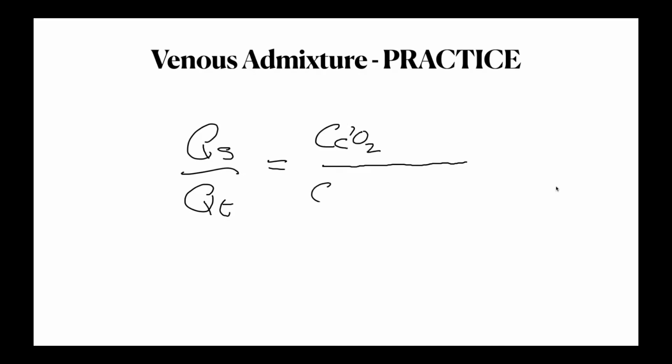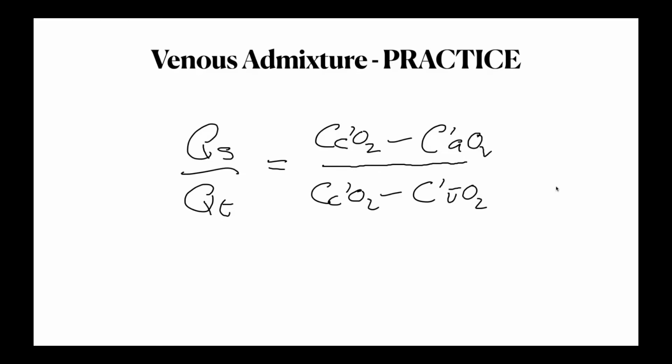So I want you guys to practice it with me. Get a blank sheet of paper out. I think a lot of you may have already been able to write this quite proficiently, but let's do it again together. Okay. So we have Qs over your total blood flow equals, and remember, you want the biggest amount of content on the left-hand side. So end capillary content of oxygen on the left-hand side minus your arterial content, and then minus at the bottom, your mixed venous content.